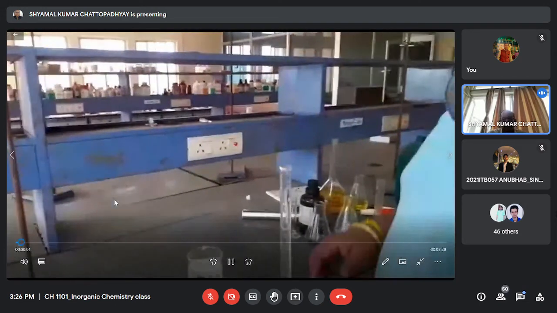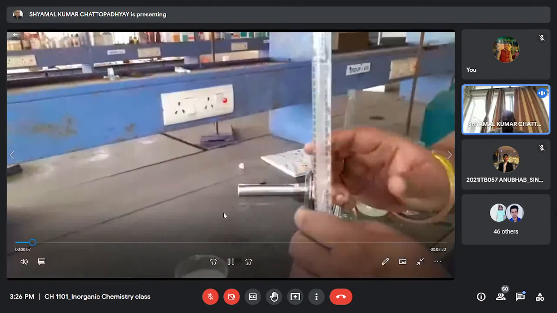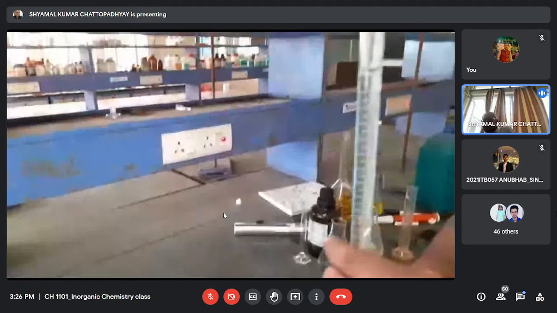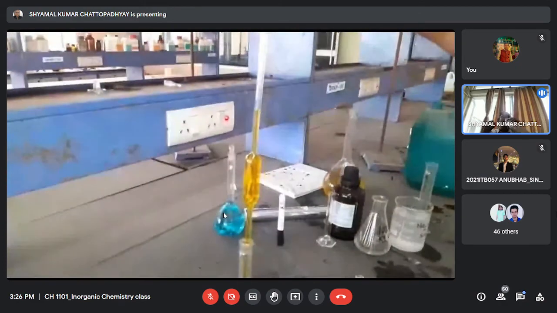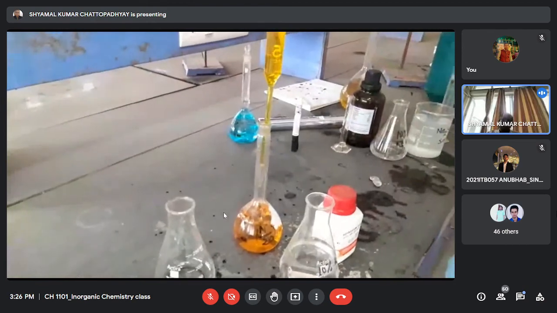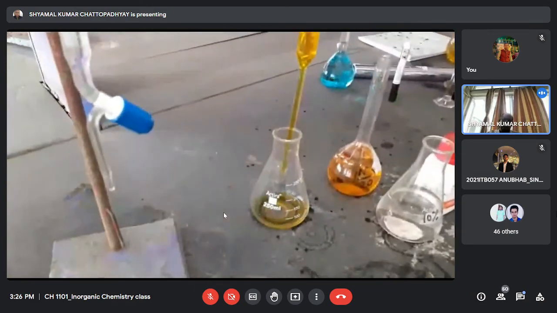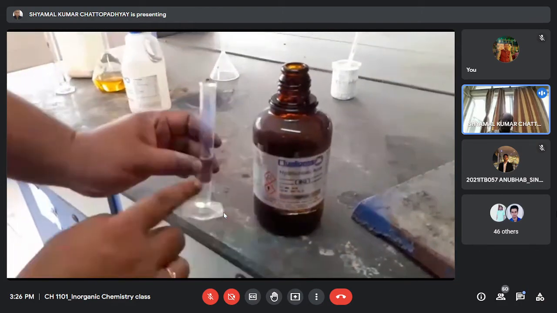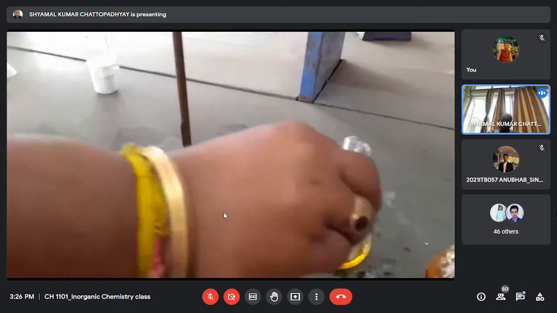For the standardization, we first take sodium thiosulfate. This solution is a colorless thiosulfate solution, and we fill up the burette up to the 0 mark and fix it onto the burette stand. First we pipette out N/20 K2Cr2O7, that means potassium dichromate solution, into the conical flask. Then we take 6 ml hydrochloric acid and add this 6 ml hydrochloric acid into the potassium dichromate solution.